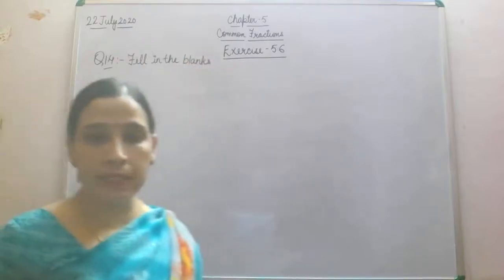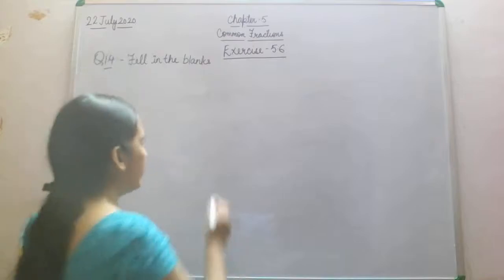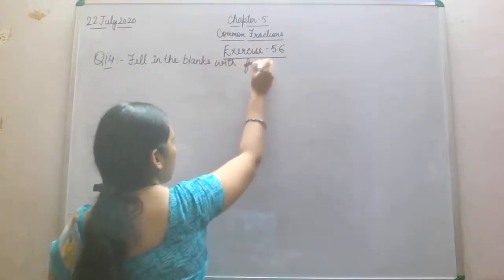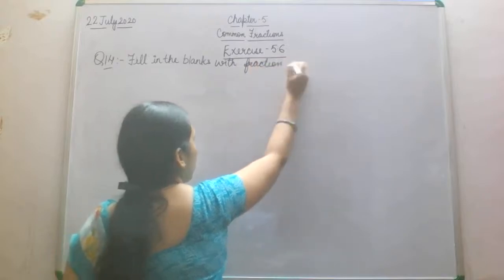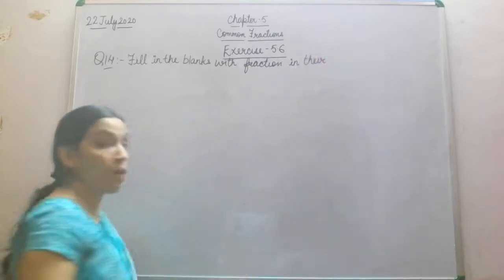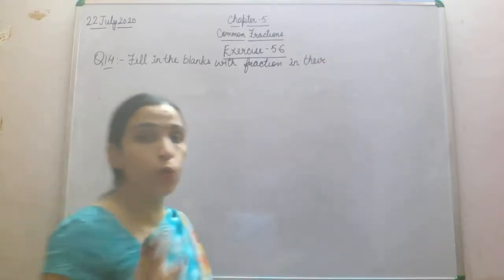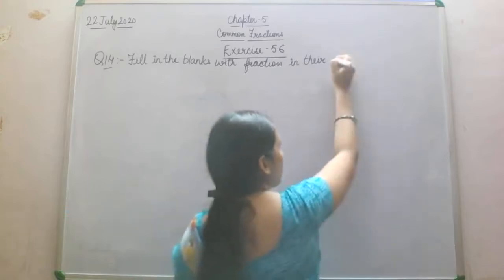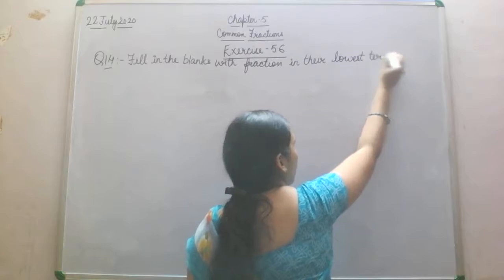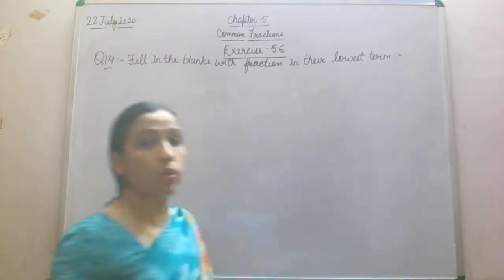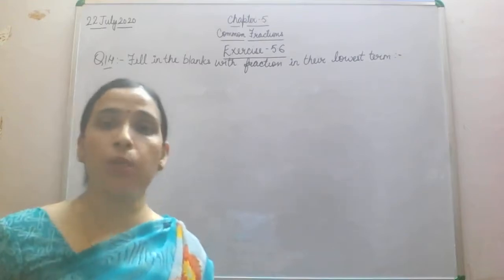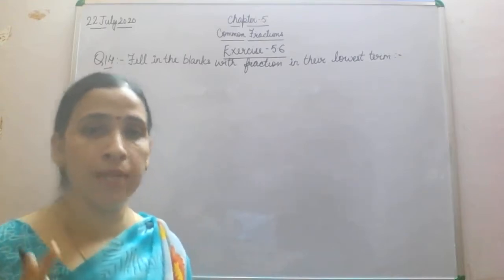Fill in the blank with fraction in their lowest term. It means not only do you have to find its fraction, you have to reduce it into its lowest term. You are not supposed to only find what fraction it will be, but you are supposed to reduce it into its lowest term.